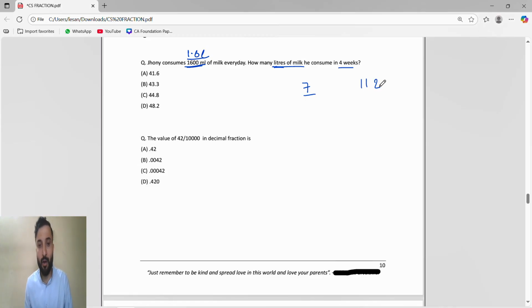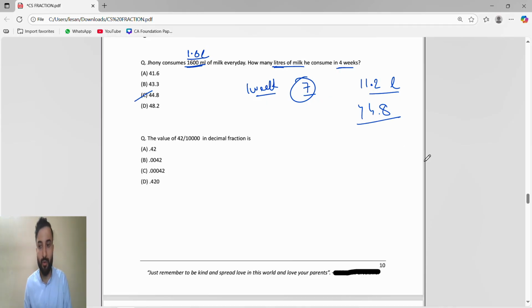112. After how many digits do we have a decimal? After one digit. So we'll put the decimal after one digit: 11.2 liters. So 1.6 liters in one day, so in 1 week it is 11.2 liters. We have to find for 4 weeks, so multiply by 4. 4 times 2 is 8, 4 times 1 is 4.